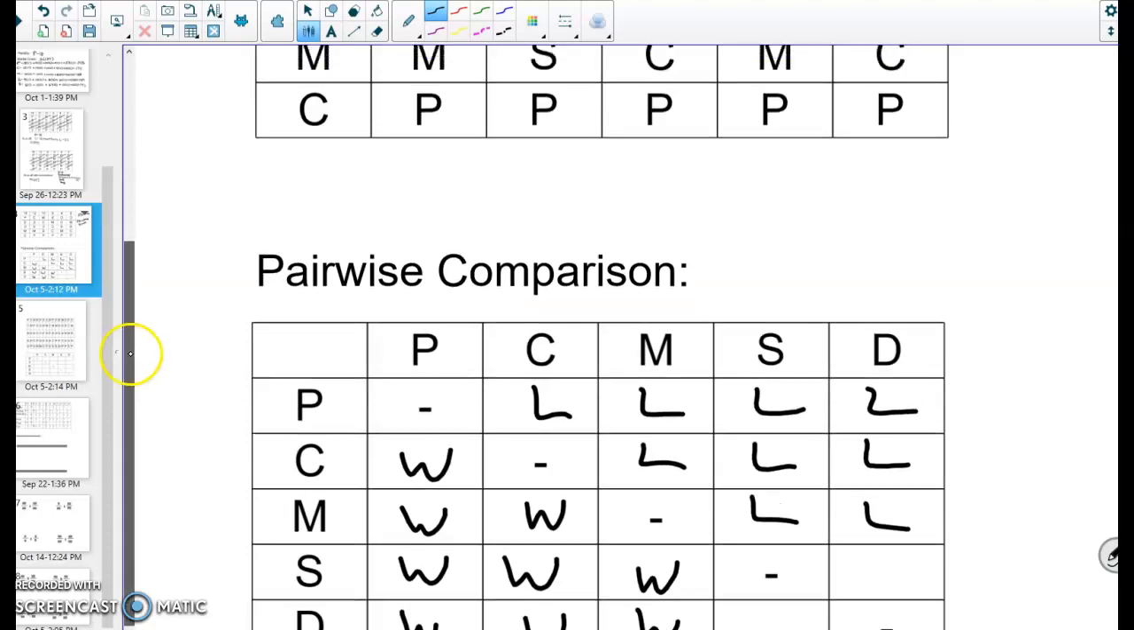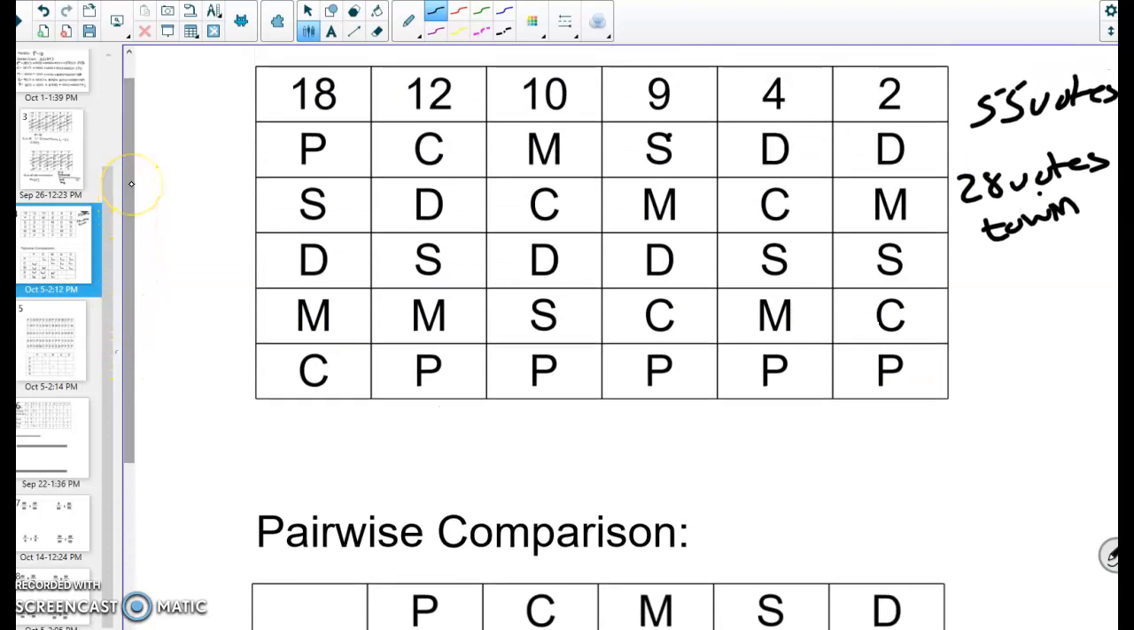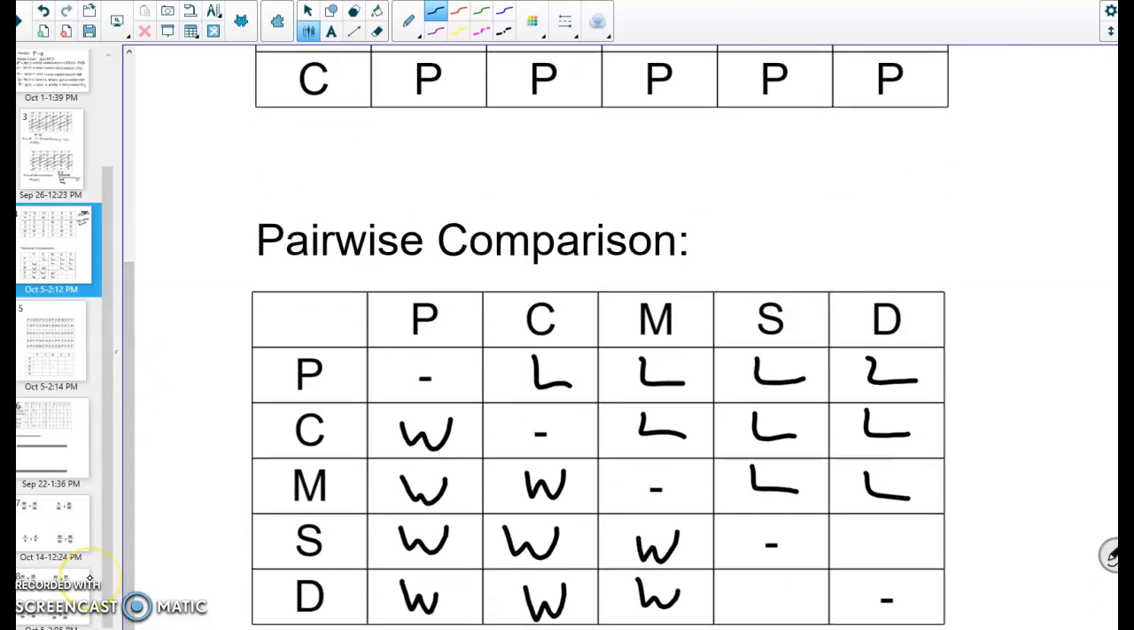Okay, so M wins over D. All right, finally, S over D wins the first column, loses the second column, loses the third column, wins the fourth, it's at 27, but D wins the last two. 27 is not enough to win. So therefore it loses to D and D wins.